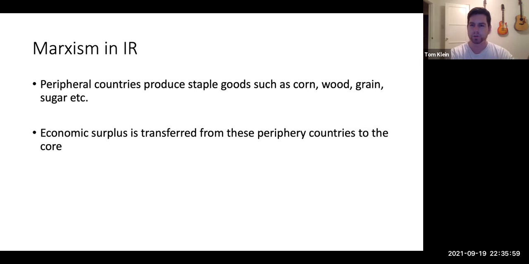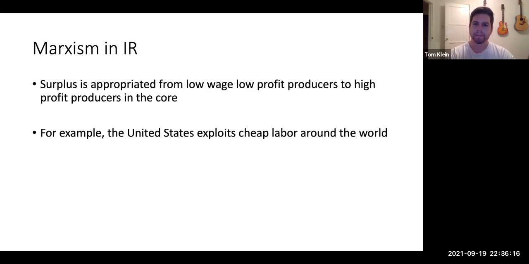These goods are transferred to a poor country and sold, and the profit is kept by these core wealthy countries and not necessarily distributed back to the peripheral poor countries. So very much like the relationship in domestic politics as well. And they might point to an example of this, of the United States perhaps exploiting poor countries, right?